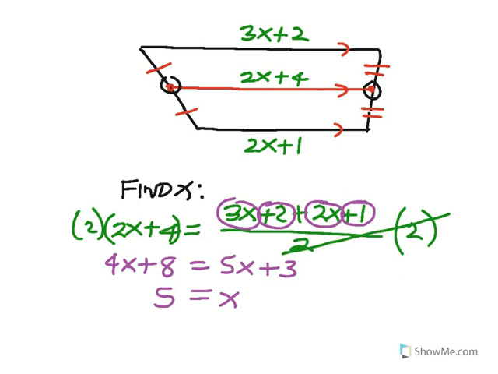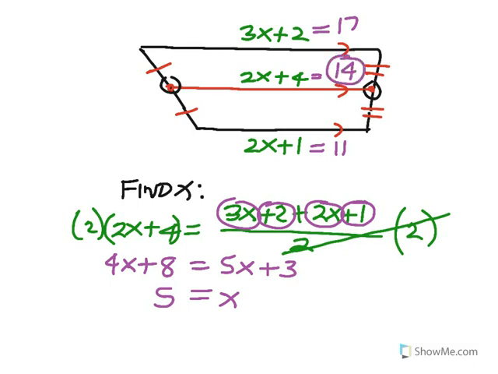So just to check it, if x is 5, then this top side is 3 times 5 plus 2, or 17. And the bottom side, the shorter base, is 2 times 5 plus 1, so 10 plus 1, or 11. Notice that those are 6 apart from each other, so the median should be 3 greater than 11, or 3 less than 17, which is 14. And in fact, when I check it, 2 times 5 is 10 plus 4 is 14. So it all checks.